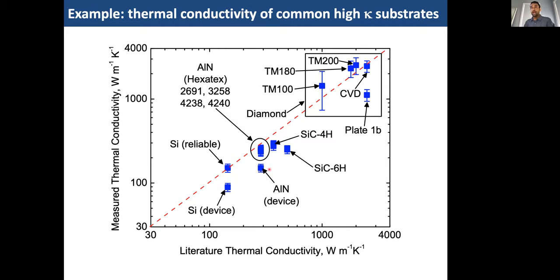Same thing with the aluminum nitride that we were using. You can get much higher quality aluminum nitride that can be much closer to the theoretical literature value. Same thing with the diamond, but it does turn out that the diamond that we used for this device was pretty close to literature.